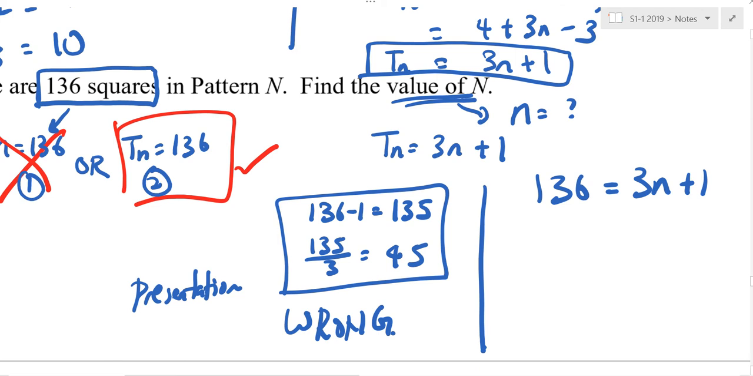How do I get 3n plus 1? Very simple, because the formula says Tn equals to 3n plus 1. How do I get it from above? It's a B answer. Now, I want to find n. What must I do on both sides? Minus 1. So can you write down 3n equals to 136 minus 1, 3n equals to 135. Now, how do I find n? What must I do on both sides? Divide by 3.